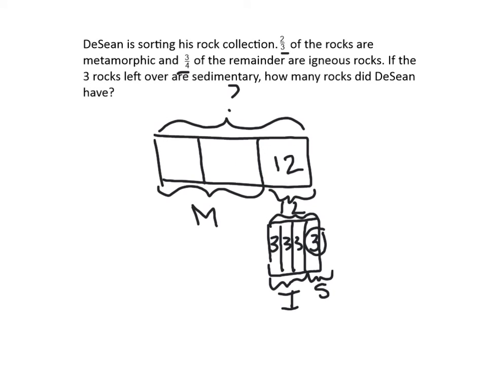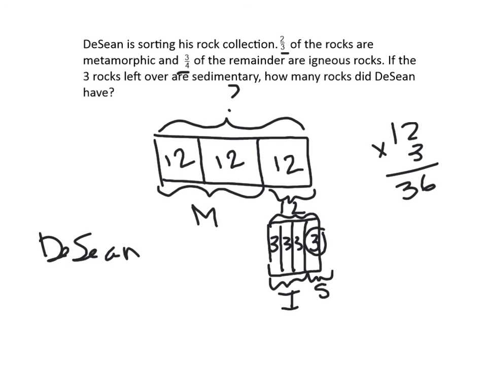So what is this unit and this unit? Well, absolutely, they're the same. So it's 12. So each unit is 12. So how many rocks did he have to begin with? Well, we know we have 3 units, and we have 12 in each unit. 12 times 3 is 36. So Desean had 36 rocks.